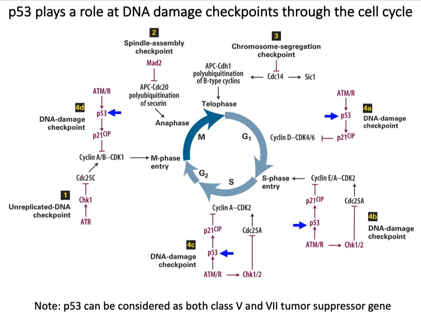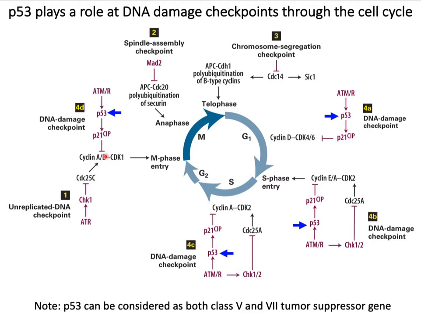Another important tumor suppressor gene that we talked about already is P53. And we saw this slide previously when we were talking about the cell cycle, and this slide shows the checkpoints along the cell cycle that will halt the cell cycle if there are some problems. And there are 4 DNA damage checkpoints labeled as 4A, B, C, and D. And you can see that P53 is an important player in all 4 DNA damage checkpoints.